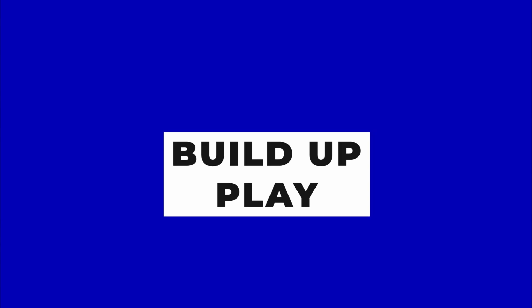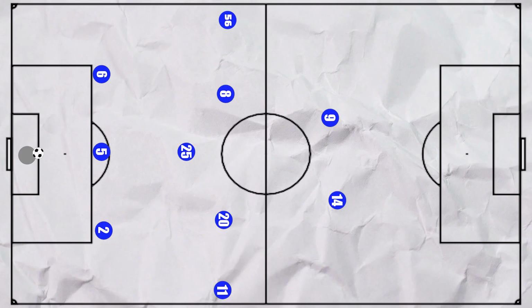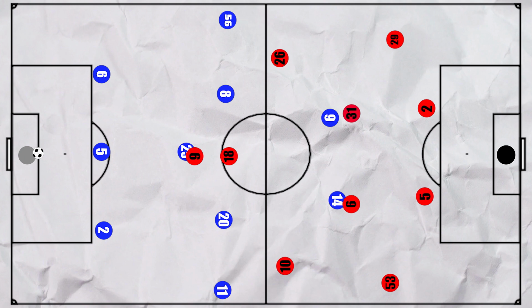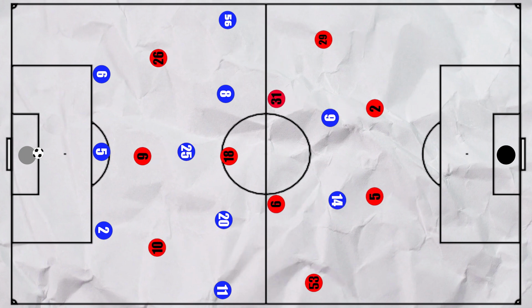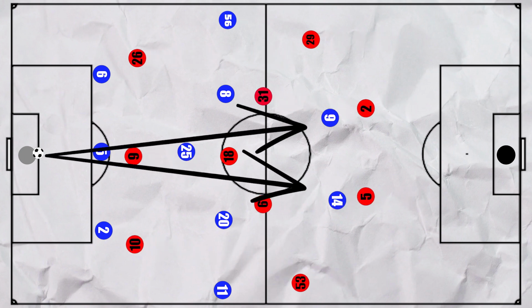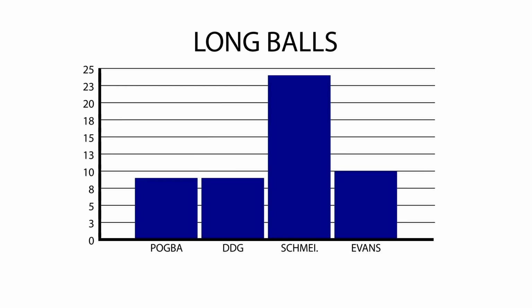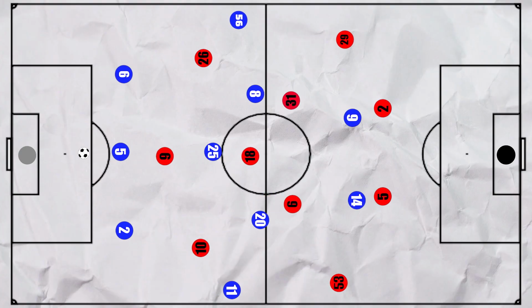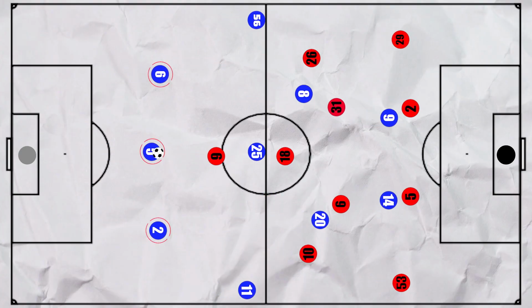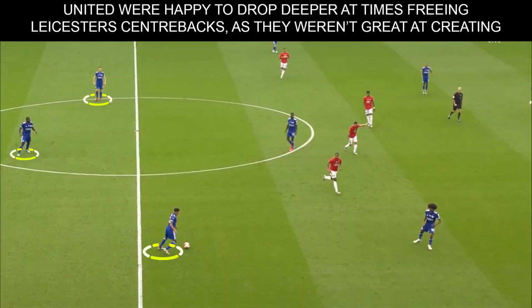But how about Leicester? What did they do with the ball? Well, when they did have the ball deep, United did a great job of cutting off their options and forcing them long at times. And neither Iheanacho or Vardy are great in the air, so usually the ball ran through to De Gea. The increased long balls are shown as Schmeichel attempted comfortably more long balls than De Gea. But at times, United used more of a mid-block, comfortable letting the Leicester centre-backs have the ball.